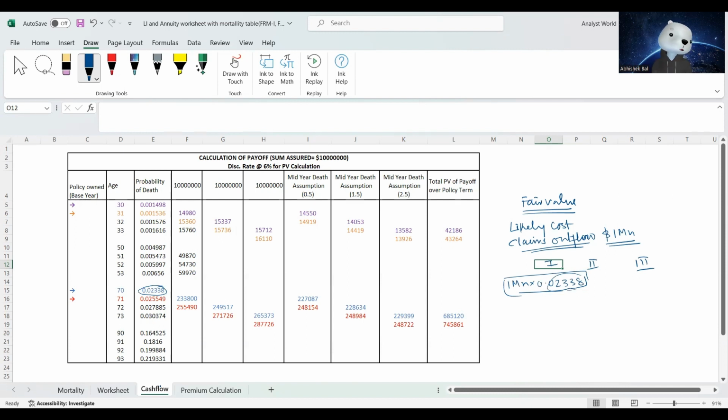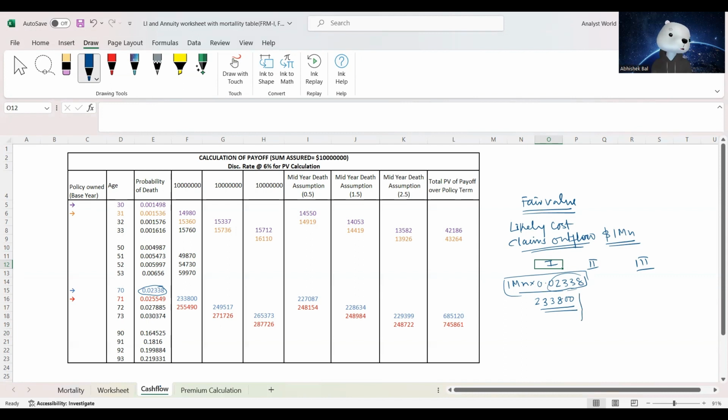Okay, so I'm sure that you could do the math, and that is going to be 233,800. I'm deliberately not using the Indian terminology of lakhs and 10 lakhs. I'm using the American or English terminology of thousands. Otherwise, we would have called this $233,800. So we say it is $233,800. This is the likely claims outflow if the person dies in the first year.